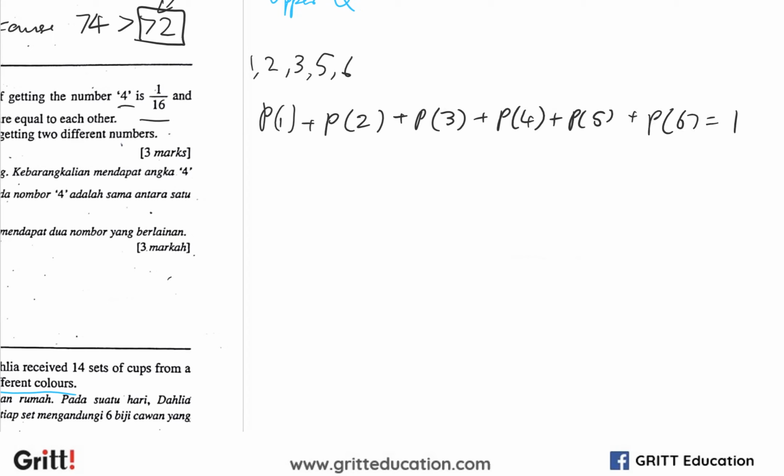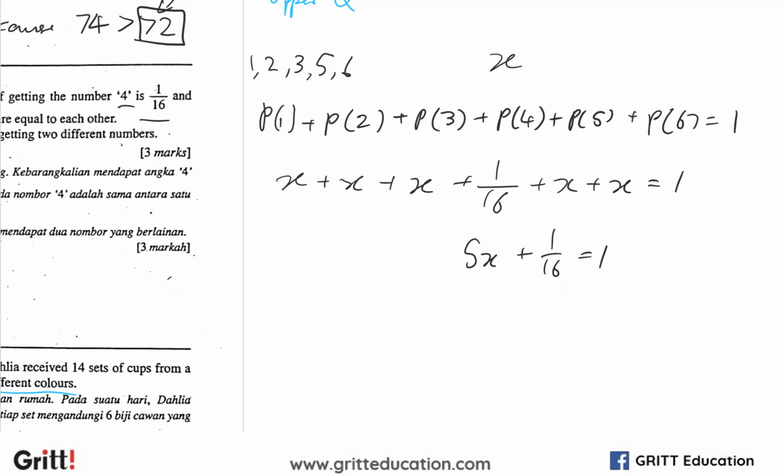So this equals 1. For 1, 2, 3, 5, 6, let's use the unknown x, after all, they're equal to each other. So we'll have x plus x plus x plus 1/16 plus x equals 1. Then we have 5x plus 1/16 equals 1.